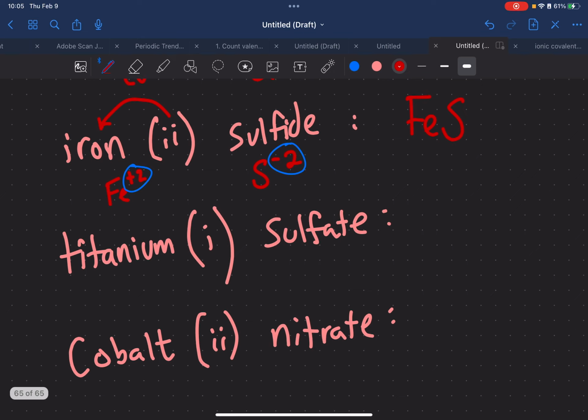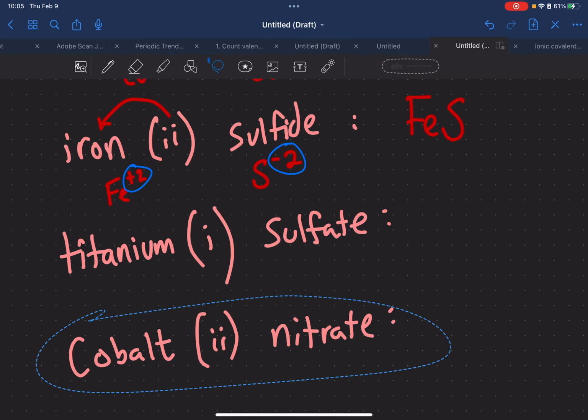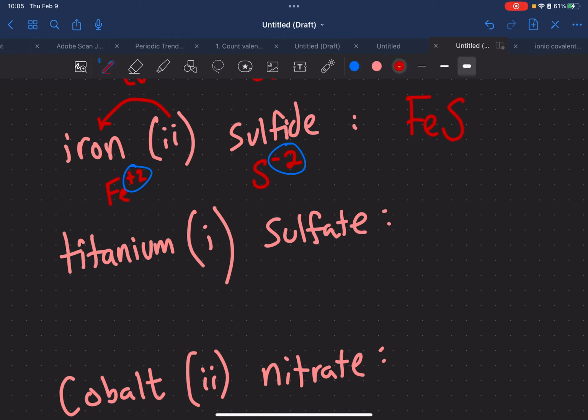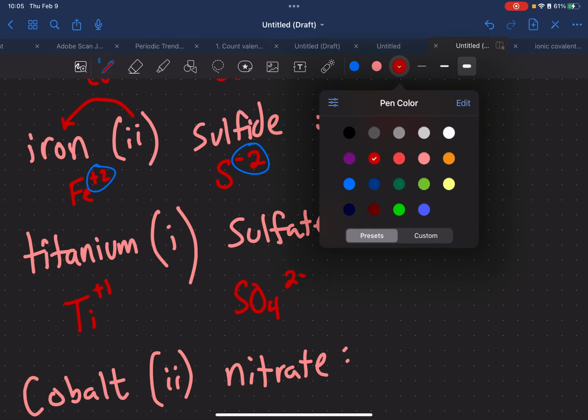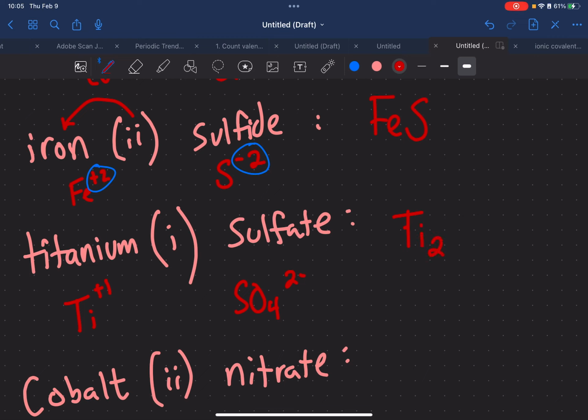Next is titanium 1 sulfate. Let's spread this out a little. Okay, titanium 1 sulfate. Titanium is Ti. Hopefully you found that on your periodic table. The charge on my titanium ion is +1 this time, and my sulfate is SO4 2-. So what do I need more than 1 of? What do I need another of? I need another titanium, that's right. So this is Ti2SO4. Ti2SO4, that's titanium 1 sulfate.